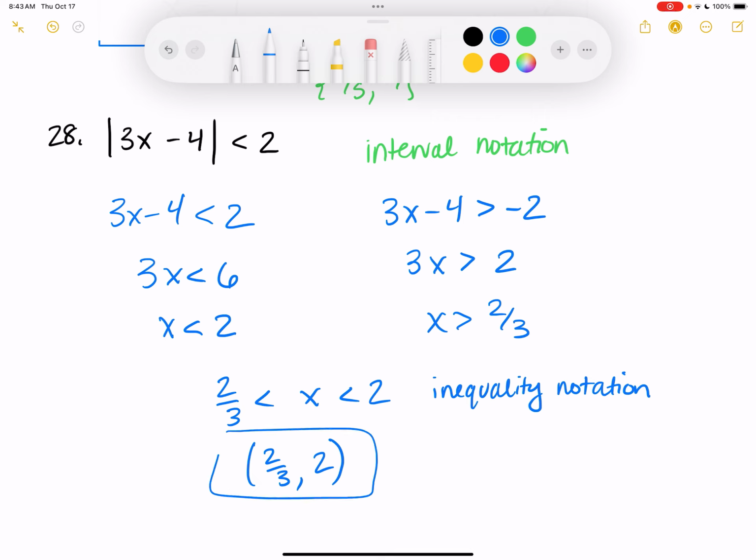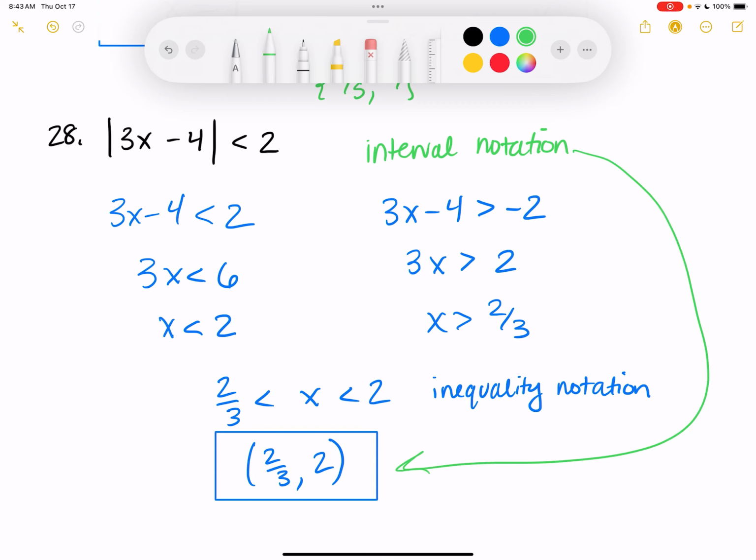And this would be your final answer here. So that's interval notation there for your final answer.